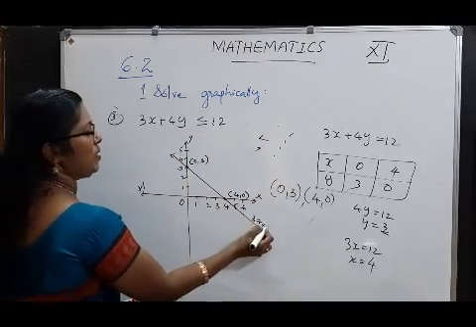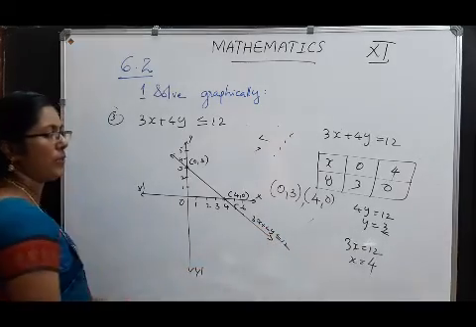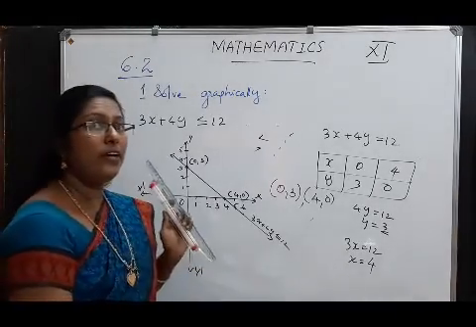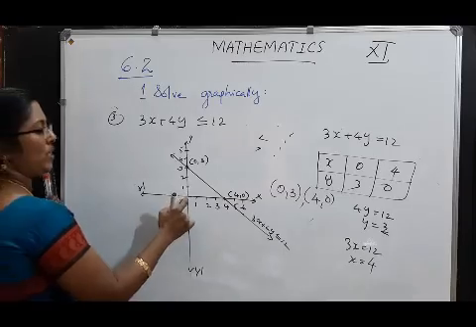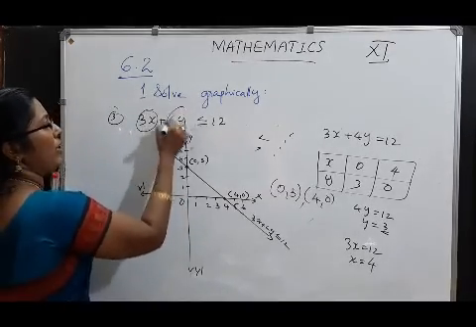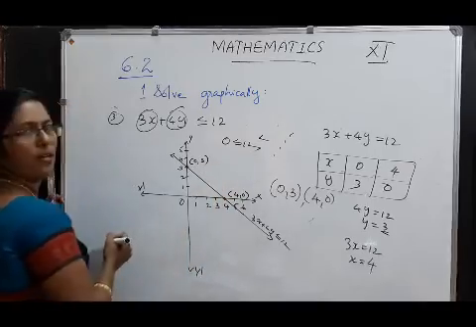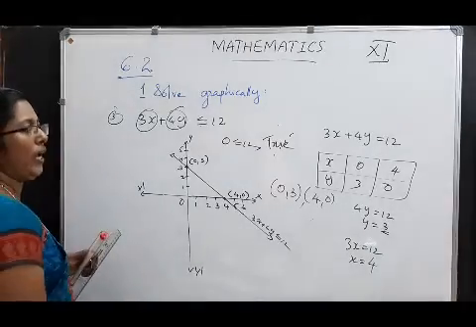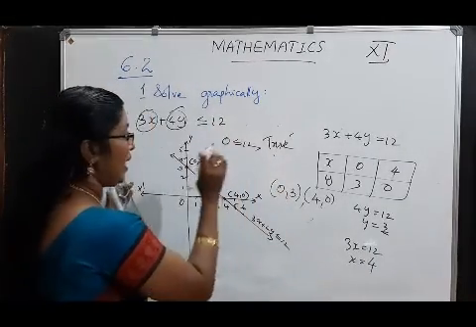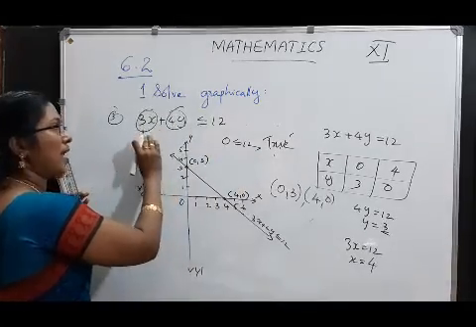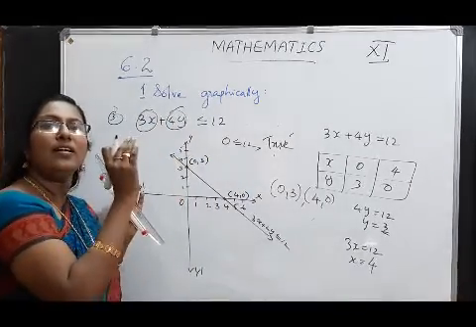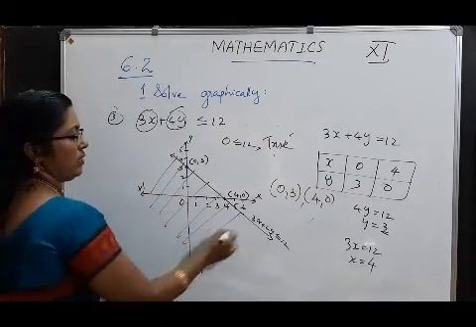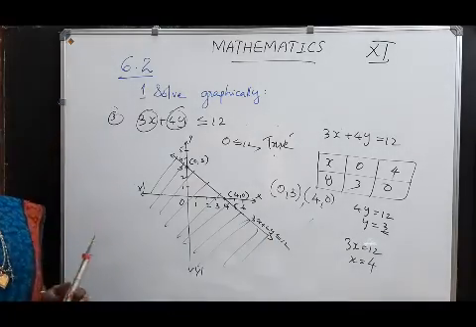Then 3x plus 4y less than or equal to 12 represents this line. Then find the region. Substitute (0, 0), x is 0 and y is 0: 0 less than or equal to 12. Yes, 0 is less than or equal to 12, so the statement is true. So our region includes this point, where x and y are 0 and 0. This is the answer.